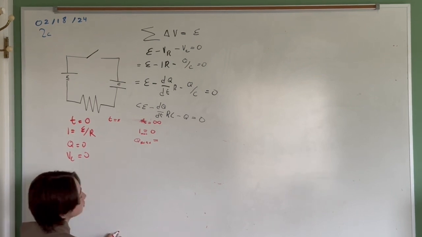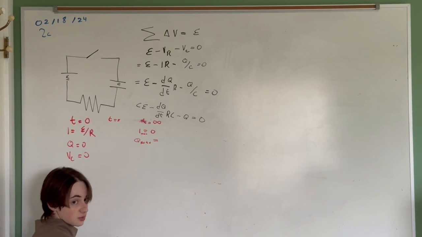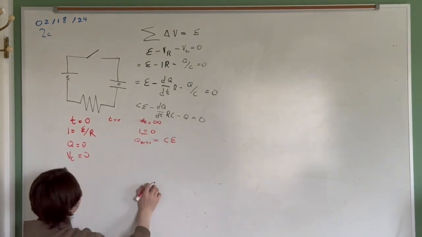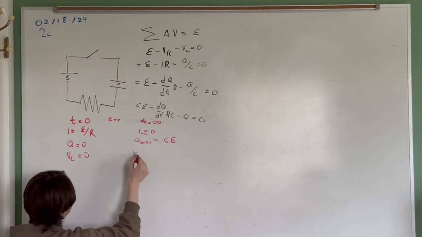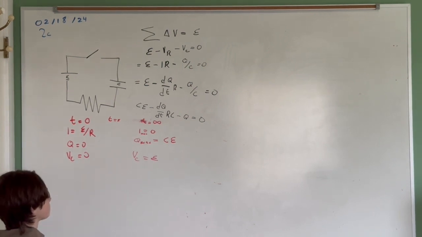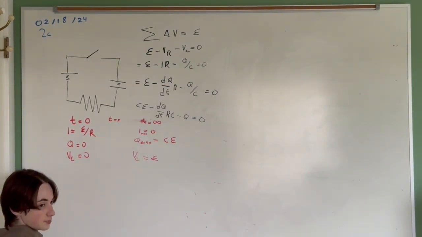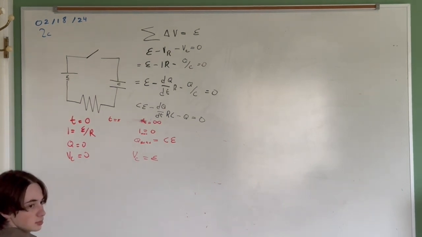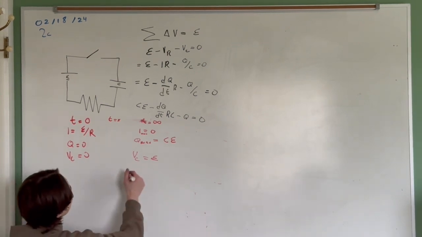So the voltage across the capacitor is just going to be equal to the voltage of the EMF, epsilon. Voltage is equal to Q over C. Does that mean that V_R is equal to 0 at t equals infinity? Yes, the V of the V_R.